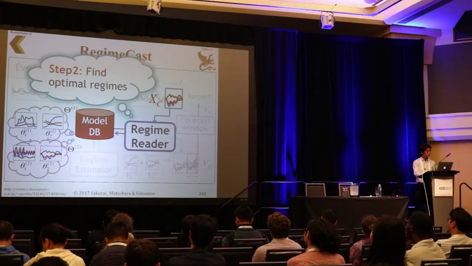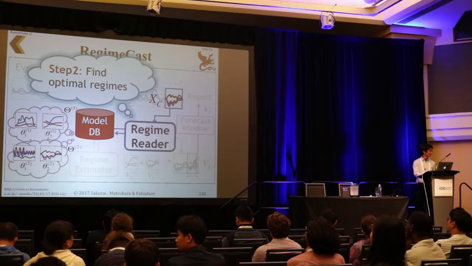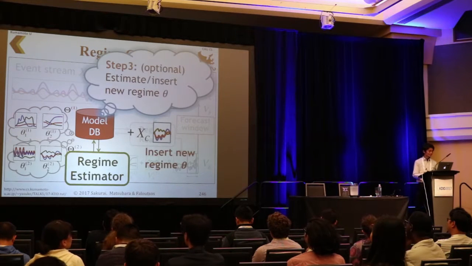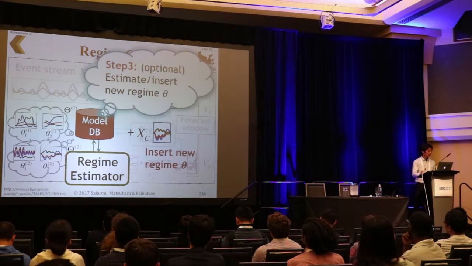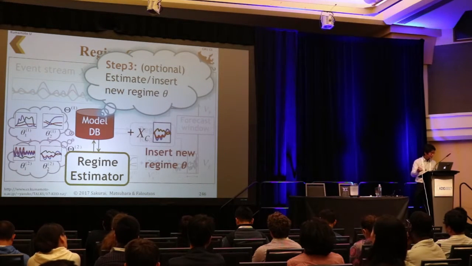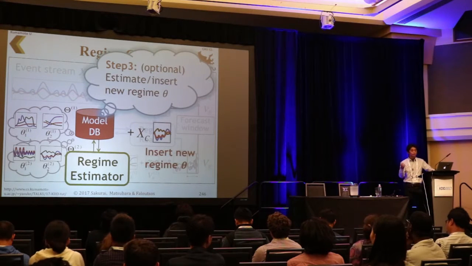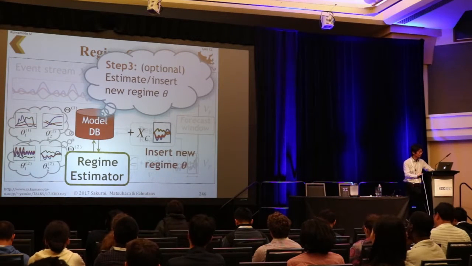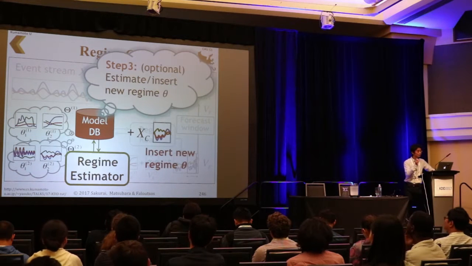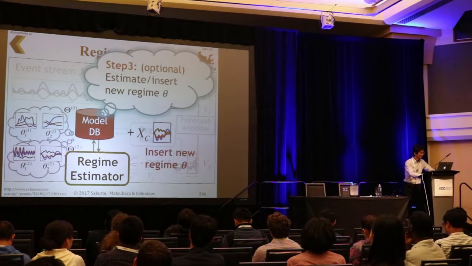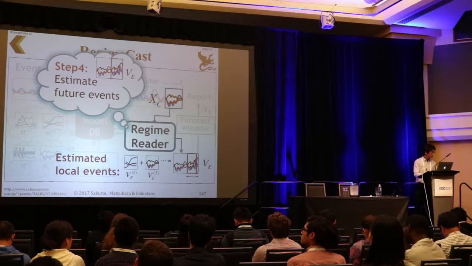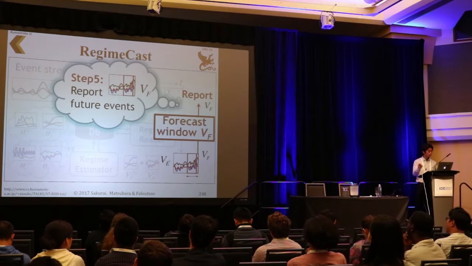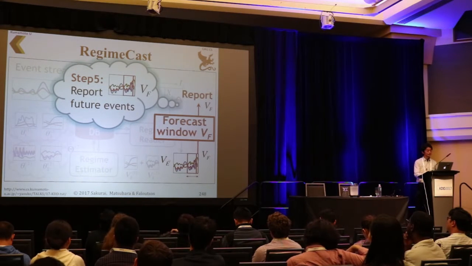So step number 2 is to find the optimal regime, or the best one. And unfortunately, if we don't have a good model for forecasting, we have to estimate a new model, store it in the model database, and also use it for forecasting. Then we estimate the future event by using the selected models, and provide the forecast future data.